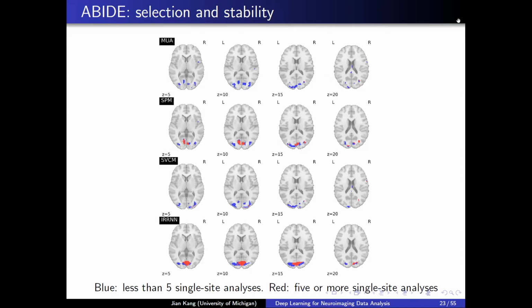Then we compare with different methods, and we find our method can identify the part of the visual cortex which is quite stable, that we always can have a more reproducible selection on that part of the region. Compared with the other methods, our method can identify larger stable regions.